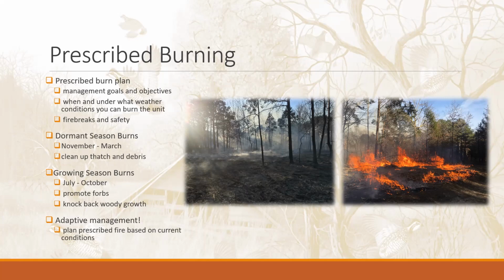And again, this adaptive management. So plan your prescribed fire based on the current conditions. So if you're wanting to set back your grasses, use a growing season burn. If you're just needing to do a cleanup and to clean up some thatch, do a dormant season burn. And we also interchange these throughout the management cycle.